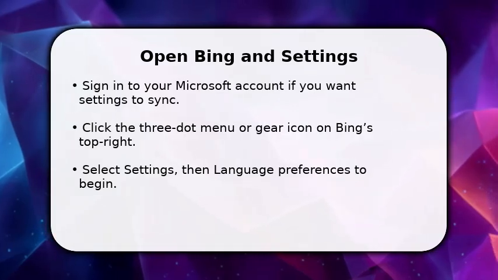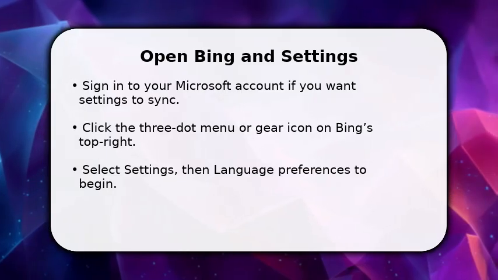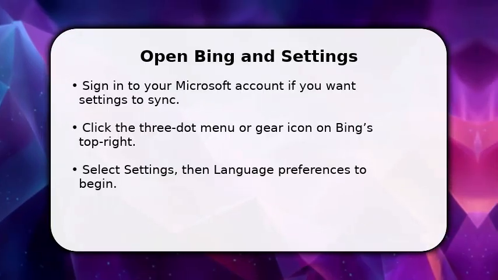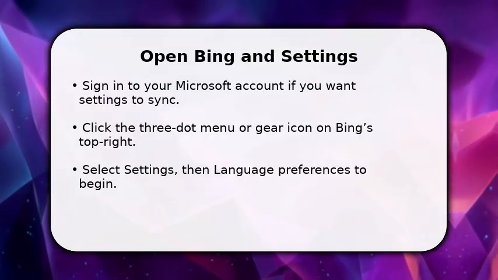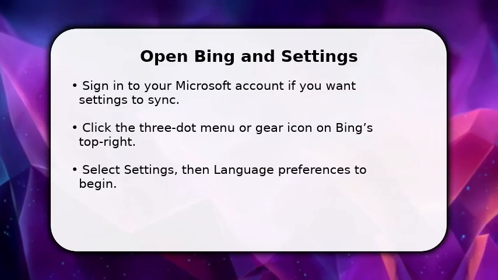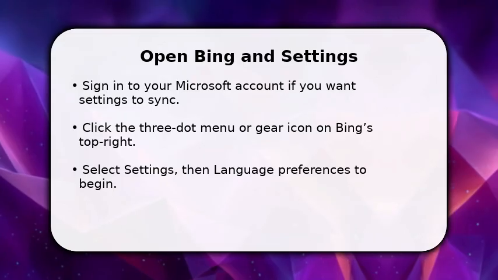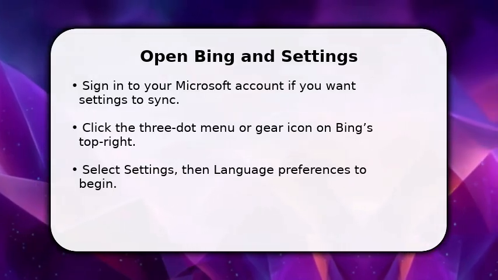You're starting inside Bing. Sign into your Microsoft account if you want preferences to persist. Once signed in, look to the top right. Click the three-dot menu or gear icon to reveal options. Choose Settings and then tap Language Preferences so you can change display language and search results language separately.